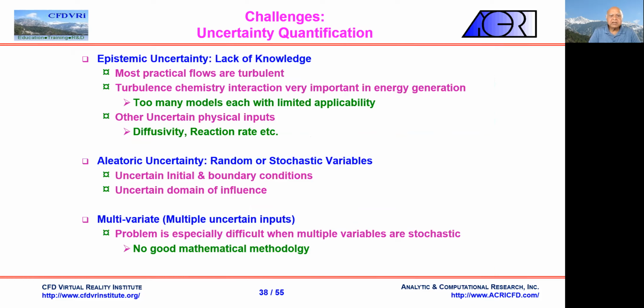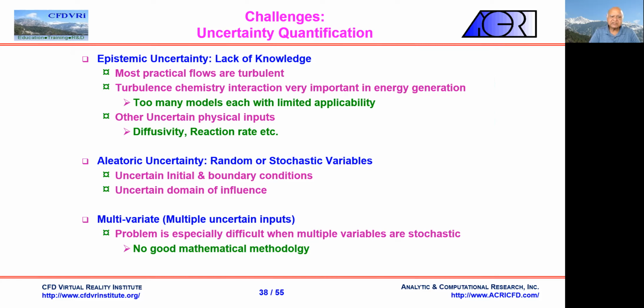There are two kinds of uncertainty. One is lack of knowledge. We call it epistemic uncertainty. Most practical flows are turbulent, for example, but we don't understand the turbulence chemistry interaction. So there are too many models, each with limited applicability and none that we can rely upon 100%. We don't have other physical inputs such as diffusivity, reaction rate, etc. And that is another uncertainty.